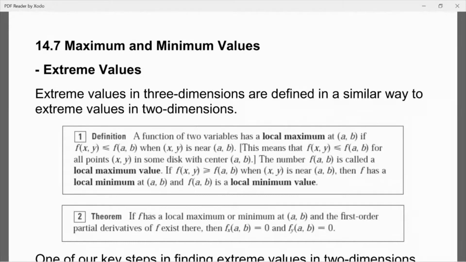This is multivariable calculus, and in this video I'm going to talk about sections 14.7 and 14.8. In section 14.7, we're going to talk about maximum and minimum values.